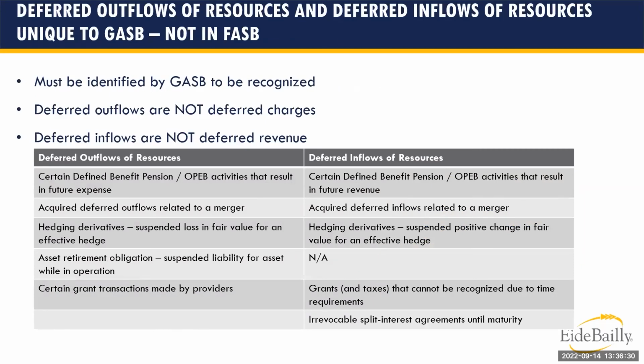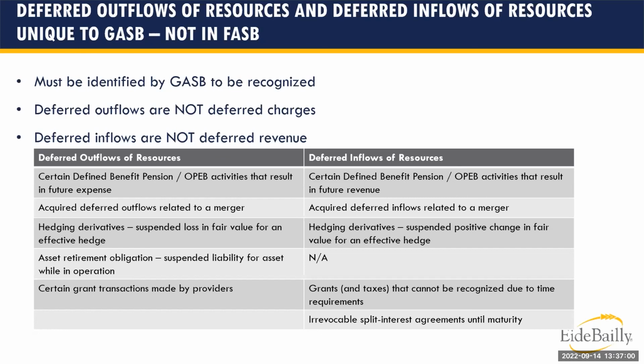Okay, I mentioned these things called deferred outflows of resources and deferred inflows of resources. These are not deferred charges and deferred revenues. Now, that said, to be recognized, they've got to be identified in a GASB standard. Under current GAAP, there are 5 types of transactions that may result in a deferred outflow and 6 types of transactions that may result in a deferred inflow. Now, there are dozens of types of transactions for FASB entities that result in deferred charges or deferred revenues.